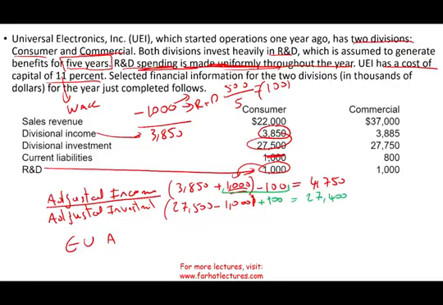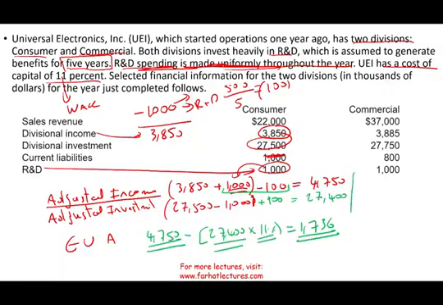Now we can compute economic value added. How do we compute it? We look at our adjusted income, which is $4,750, and subtract from it $27,400 times 11%, our WACC. When we take the difference between those two, we come to $1,736. This is the economic value added. It's adjusted income minus the adjusted invested assets multiplied by the WACC.